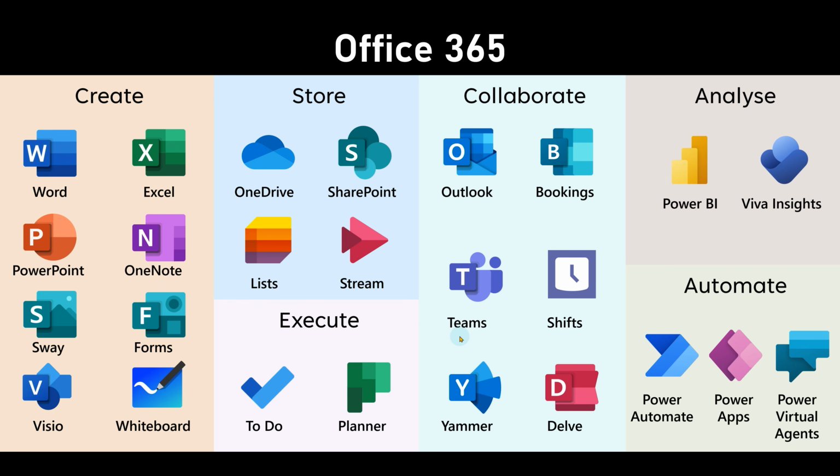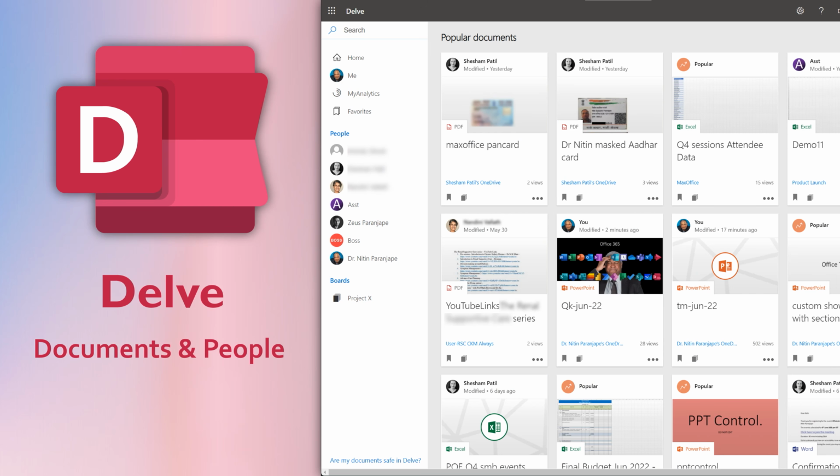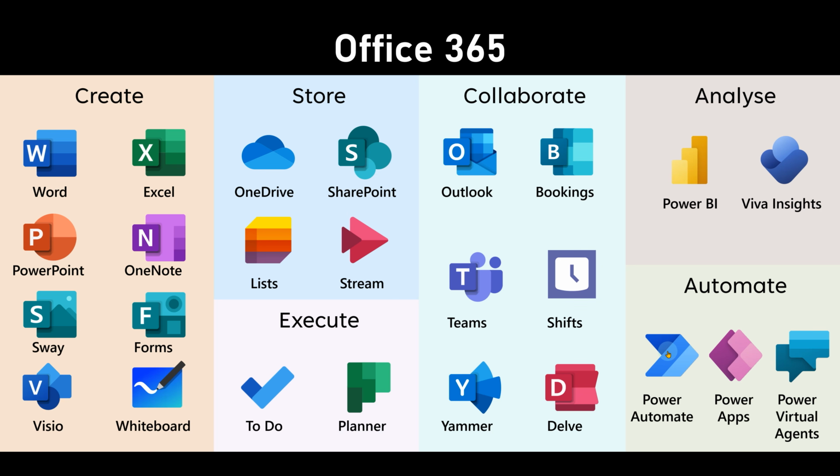Now, if you're struggling for a file, say, where did that file go? I don't remember where it is. Go to Delve. Delve keeps track of all the files you have been working on and your colleagues have been working on, and it shows you all the recent popular documents nicely. So if you are missing a file and don't know where it is, before you do anything else, go to Delve. It's a simple tool but quite useful in this situation.